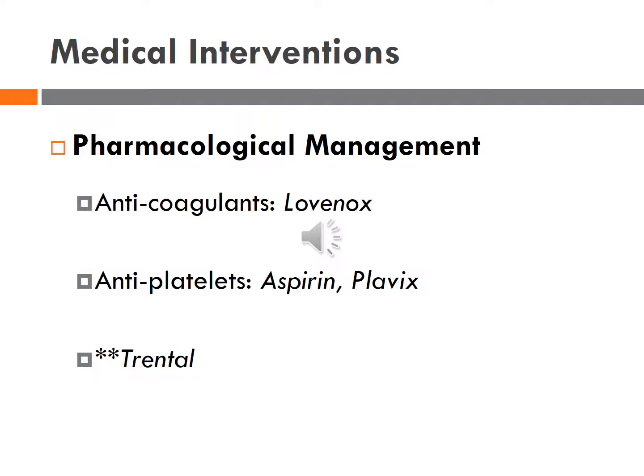People who have venous insufficiency are at increased risk of developing blood clots because their blood flow, their venous return, is not done in an effective and efficient way. Therefore, pharmacological management often includes anticoagulants such as Lovenox, antiplatelet medications such as aspirin or Plavix, and sometimes the medication known as Trental. This is a vasodilator and anti-inflammatory medication. It can improve the flow of blood through vessels by changing the viscosity of the blood.